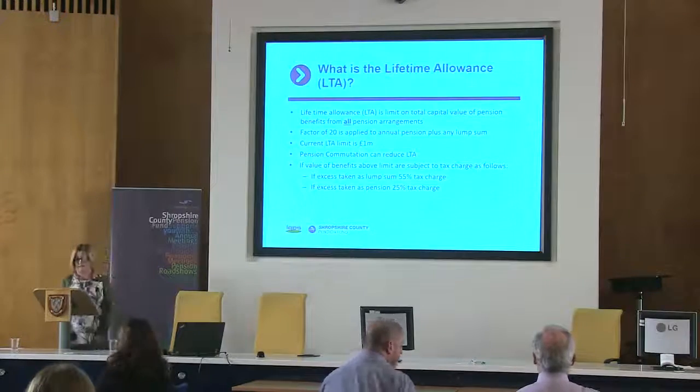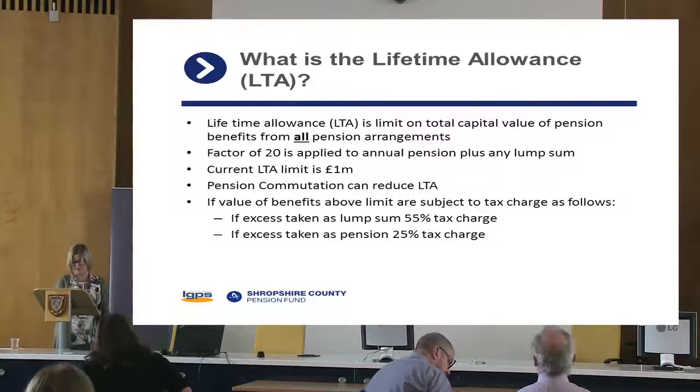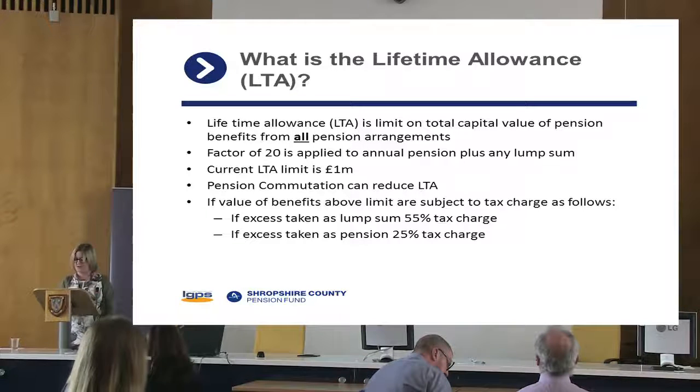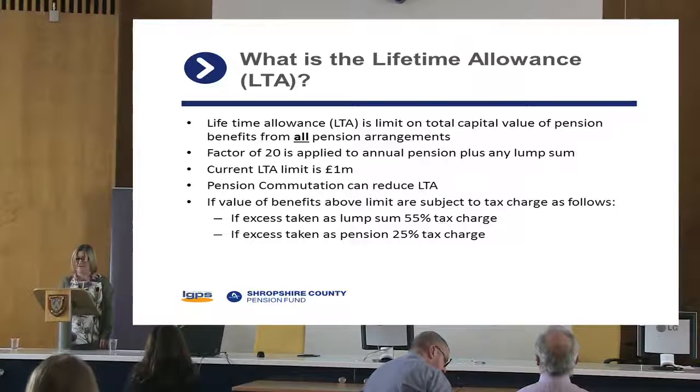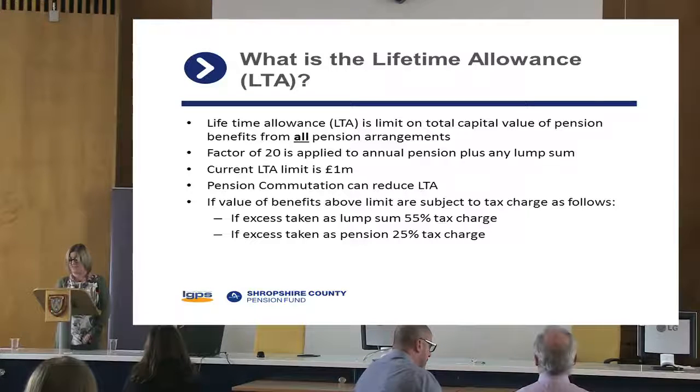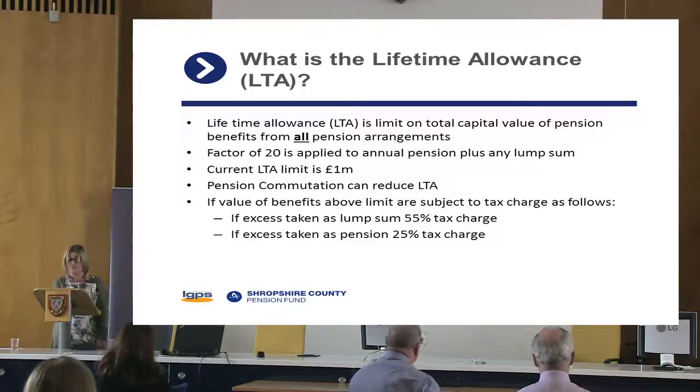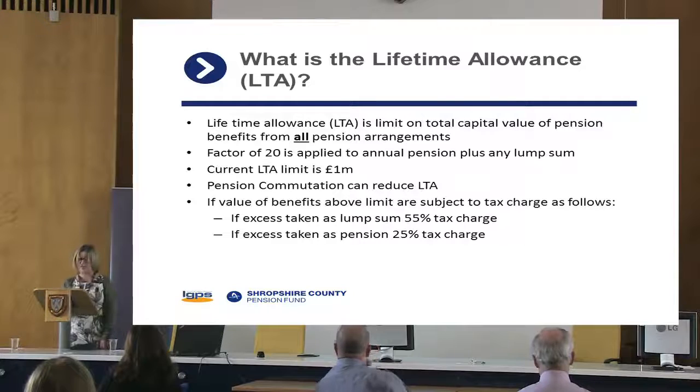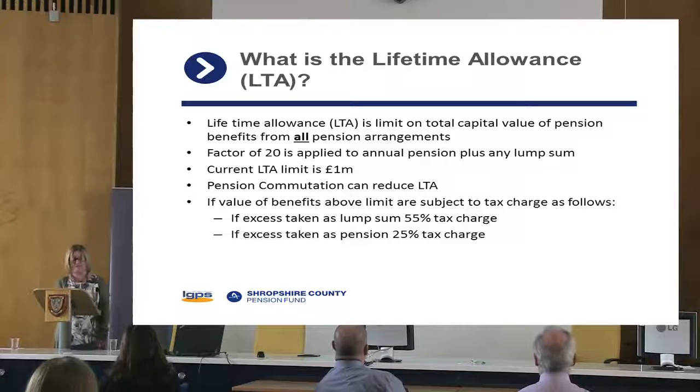So the second HMRC allowance is what we call the lifetime allowance. You can save as much as you like towards your pension, but there is a limit on the amount of tax relief you can get. The lifetime allowance is an overall limit on the value of your pension benefits across all pension arrangements. When your pension comes into payment, we work out the capital value, which is calculated by multiplying your annual pension by 20, plus any lump sum. This is then checked against the lifetime allowance at your retirement to see if you exceed it.